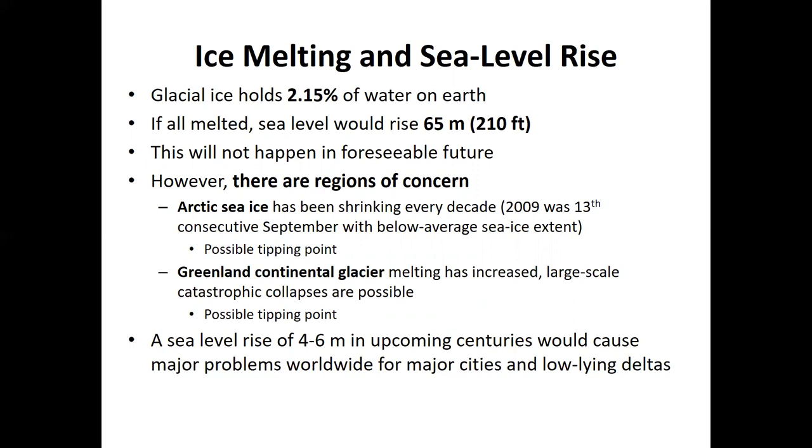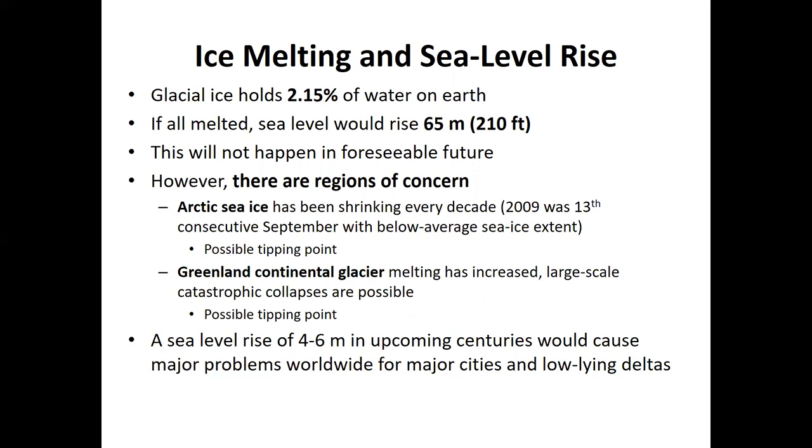So, ice melting and sea level rise. Glacial ice holds 2.15% of water on Earth. If all the ice melted, sea level would rise 65 meters or 210 feet. So this will not happen in the foreseeable future. However, there are regions of concern.